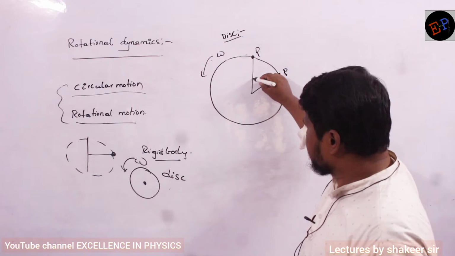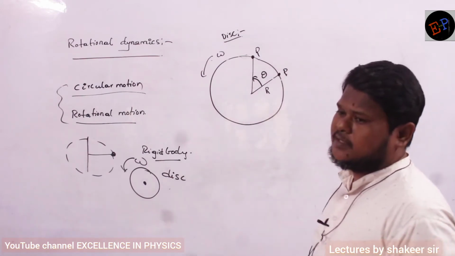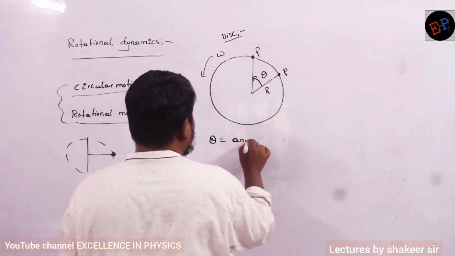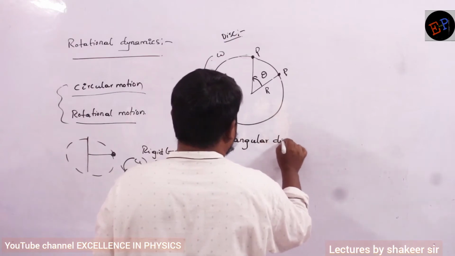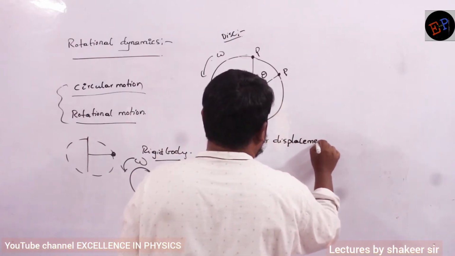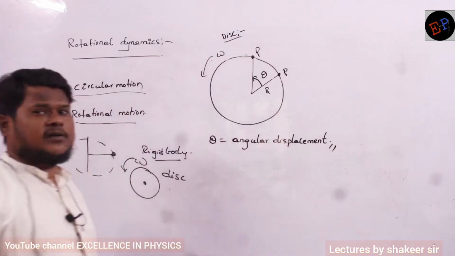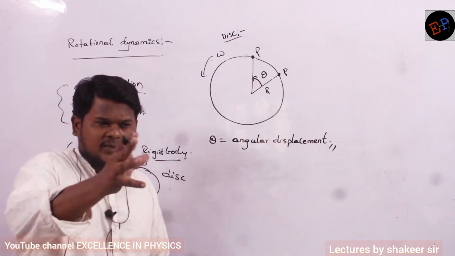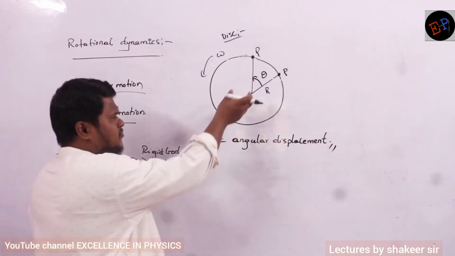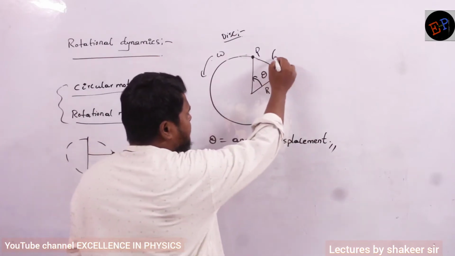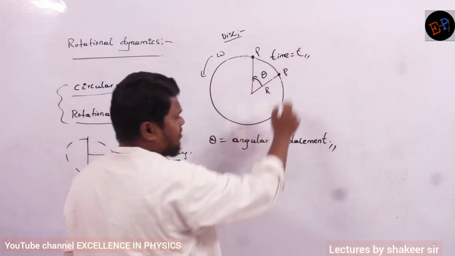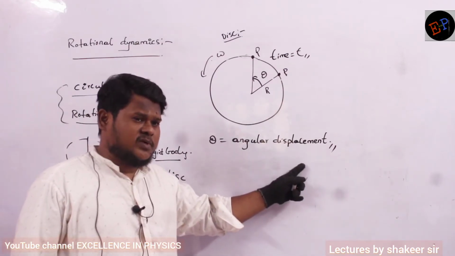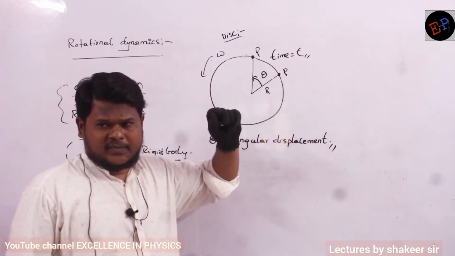What is the angle covered by this particle? The angle covered by this particle is theta. This theta is called angular displacement. You can call it the angle rotated, or angular displacement. That is the angle rotated by the particle. For this rotation it will take some time t. So the body has rotated by an angle theta, or the angular displacement is theta, in a time of t.